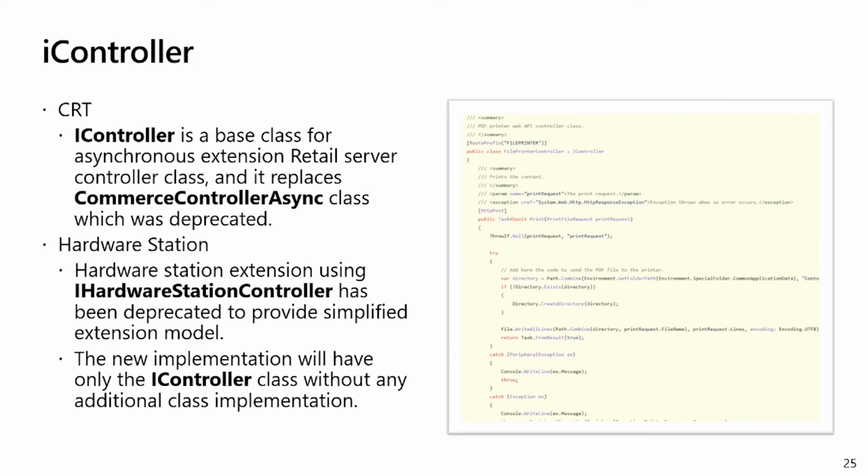Another point to note down is that the retail server does not support loading both the IController and the CommerceController extensions. If your extension includes both the IController and the CommerceController, your retail server load will fail. So extensions should have either the IController or the CommerceController. If you're planning to migrate all your retail server extensions to use the IController extension, and to keep the consistency, it is recommended to use the IController from the NuGet package while extending.